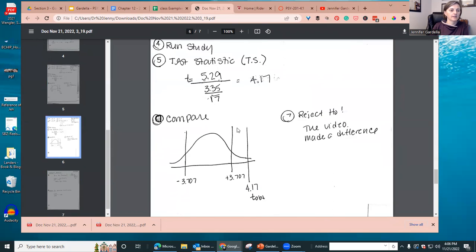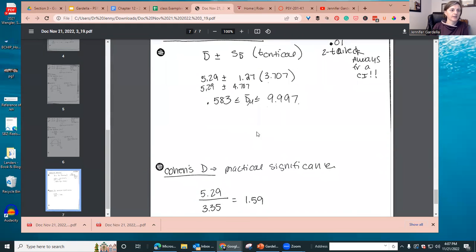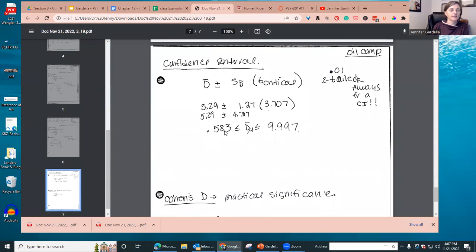Back here, it would be in here. And it's also on the sheet. So we wind up with 0.583. So the average attitude is going to change somewhere between 0.583 and 9.997 points on whatever scale of attitude they're using. One of the big features of interpreting a confidence interval is also saying you're 99% confident that the actual before and after difference is between 0.583 and 9.997.